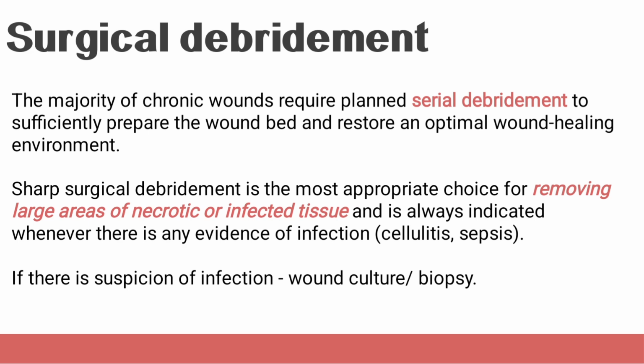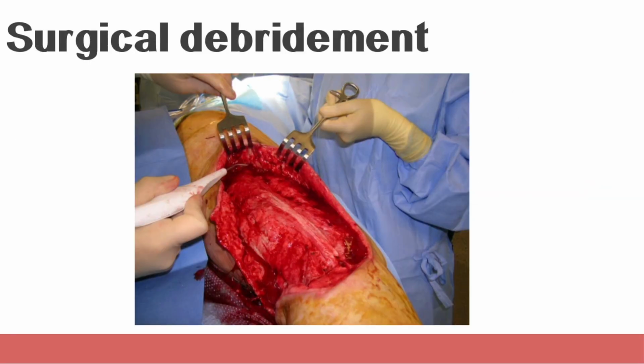Sharp surgical debridement is what is most appropriate. It removes large areas of necrotic or infected tissues, and it is always indicated when there is evidence of infection such as sepsis and cellulitis. So it is very important to send a wound culture and look for the appropriate organism that is causing the wound infection. So that is surgical debridement.